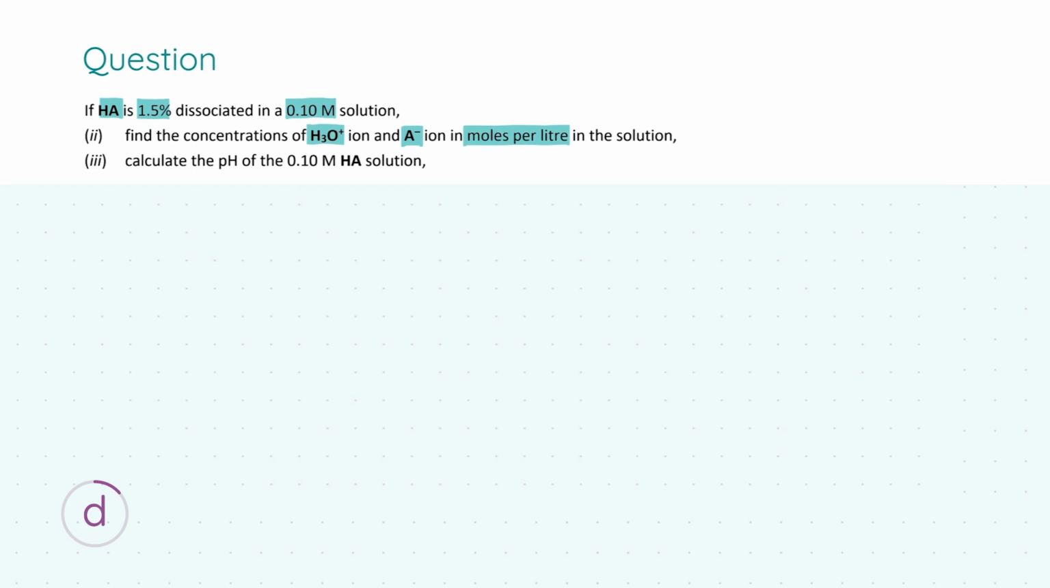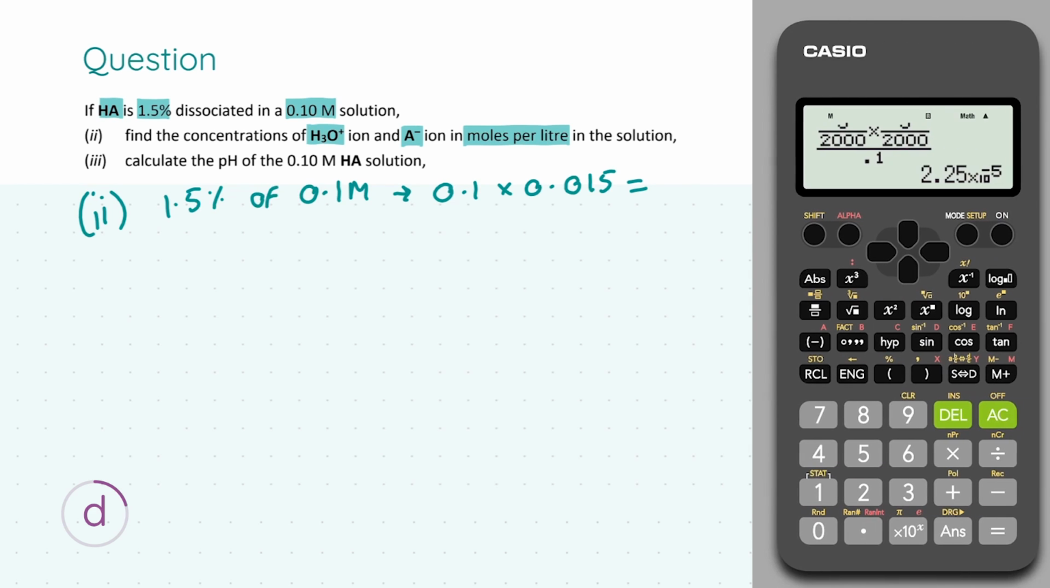Because it dissociates into those 2 on the right hand side. So all we need to do is, so that is, it's 1.5% dissociated in a 0.1 molar solution. So for part 2, all we need to do is find 1.5% of 0.1. Okay, so how do we do this? We go 0.1 multiplied by 0.015, okay? And that gives us 3/2000.